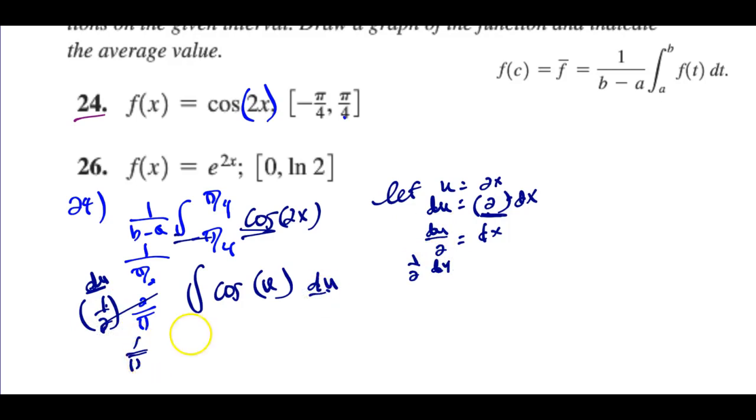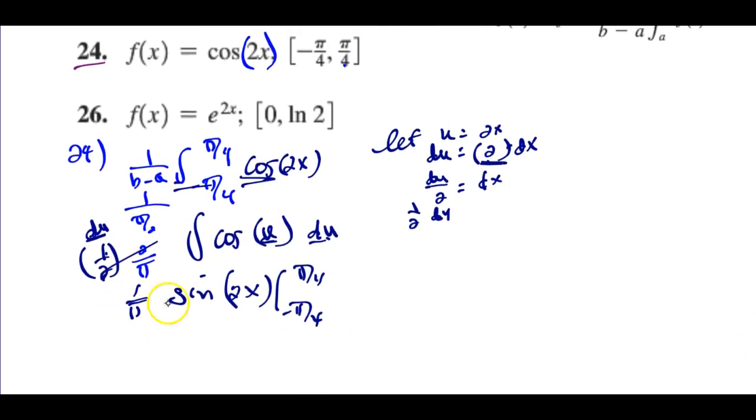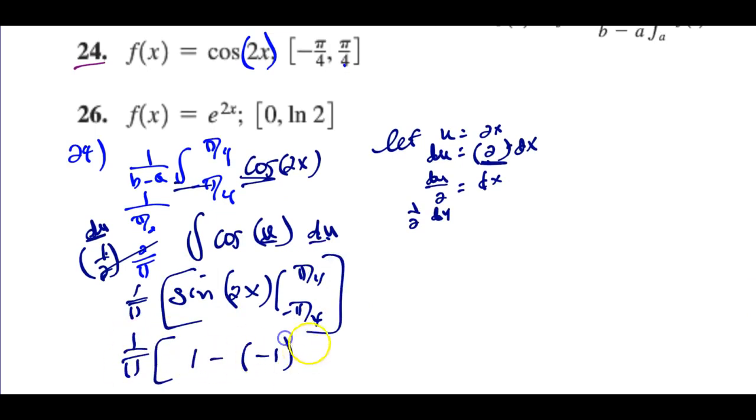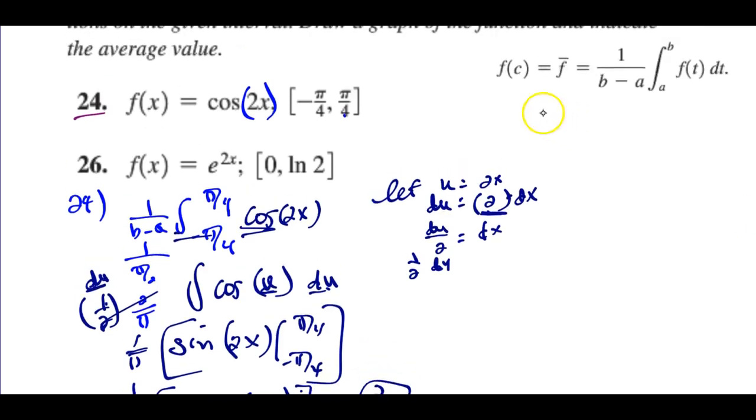There's the du. And the integral of cosine, of course, is sine u, but u is 2x, and then I would evaluate that from negative pi over 4 to pi over 4. Then do the fundamental theorem of calculus and keep the 1 over pi times 1 minus a negative 1 when I evaluate, and end up with 2 over pi. Well, probably a good thing I worked out that one.